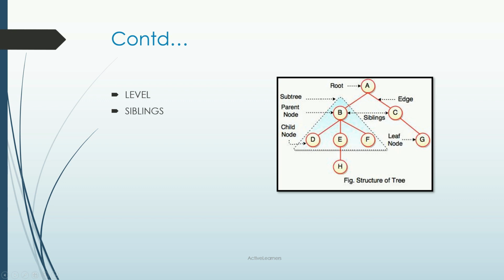And these are the edges, all the nodes which are connected by means of edges. So this will be the parent node to this child node, and this will be considered a subtree, and B and C are the siblings, and the nodes with 0 degree are called terminal nodes, and the nodes without 0 degree will be called non-terminal nodes, and one special node which will be called the root node.